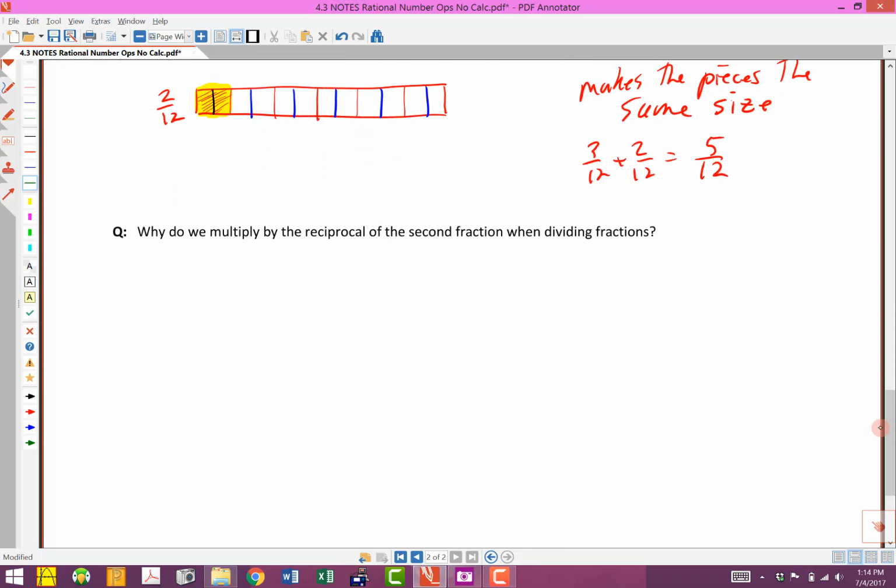And again, these are just things that you may or may not be interested in. If you get these, great. If not, no big worry. Next question is, why do we multiply by the reciprocal of the second fraction when dividing fractions?